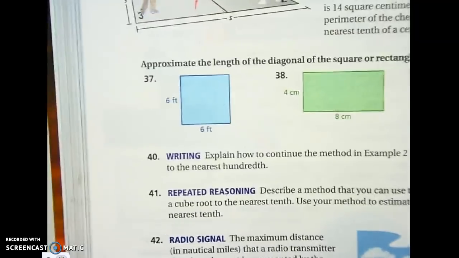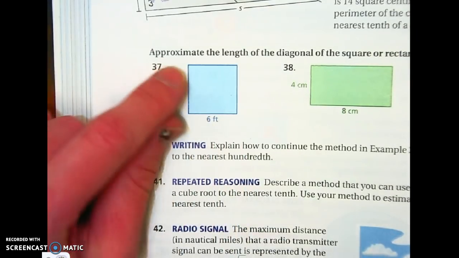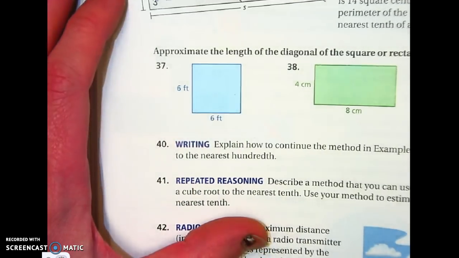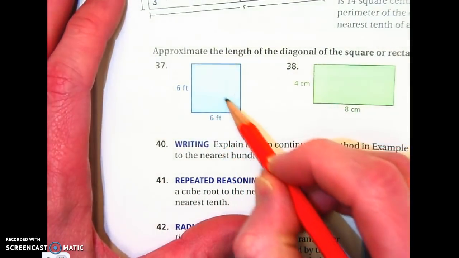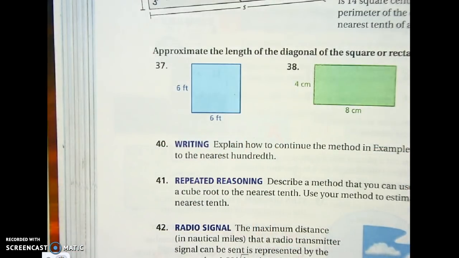The last one I want to show you here is this square. If you're going to find the diagonal distance of a square, you can simply use the Pythagorean theorem that you learned. This diagonal line is a hypotenuse. So you can square the sides and figure it out.